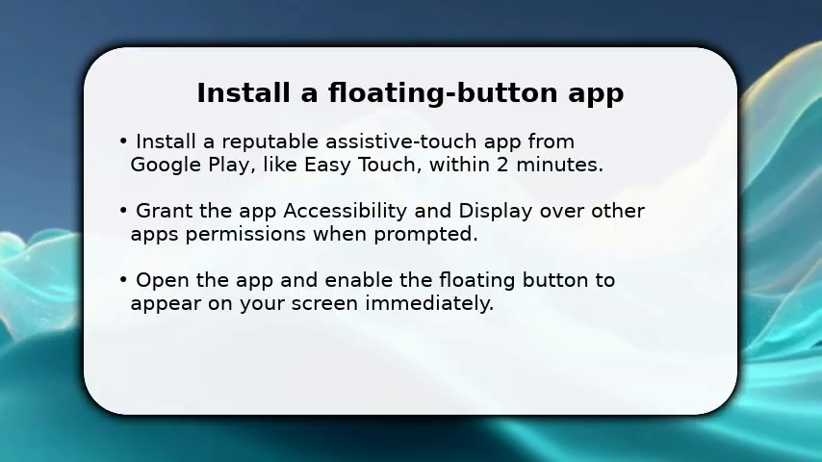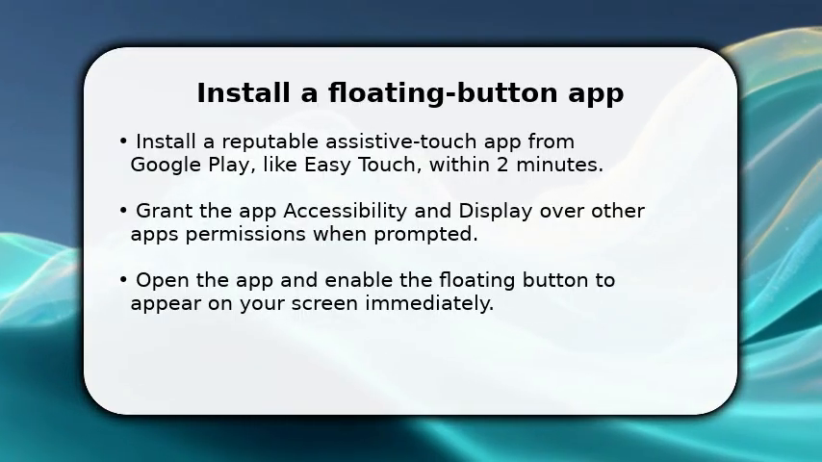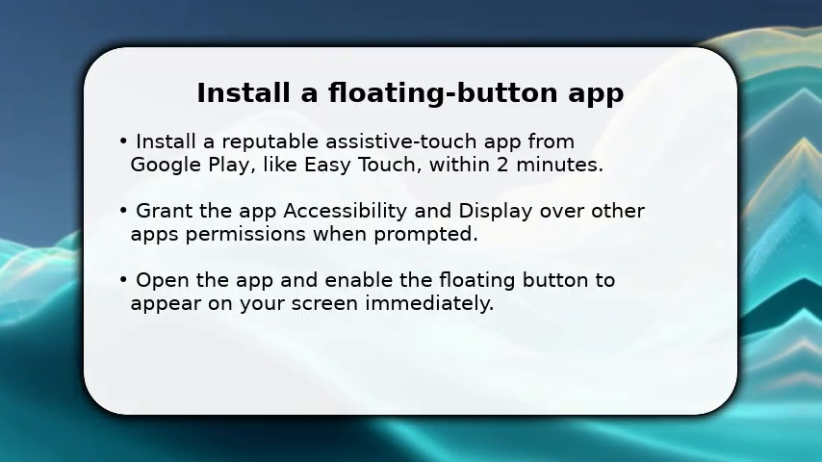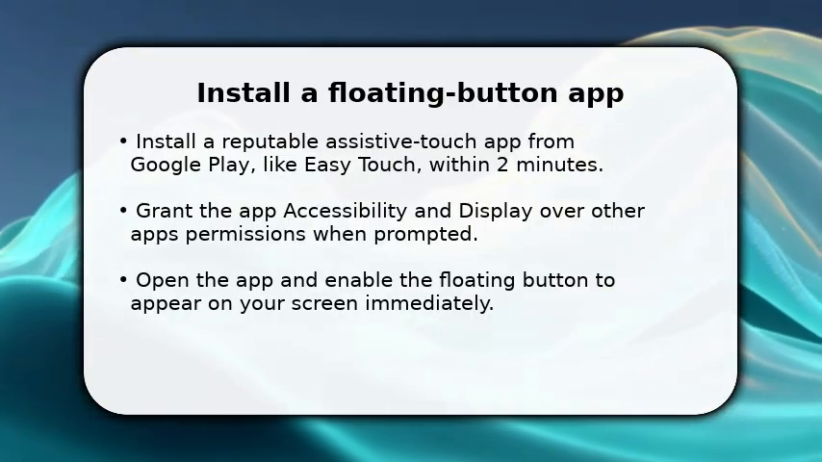Enjoy the video. Open Google Play and search for an AssistiveTouch app such as EasyTouch. Install the app. Installation typically takes under 2 minutes. After installation, tap Open to launch the app for the first time.